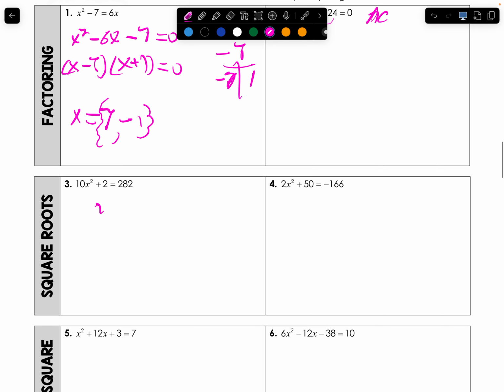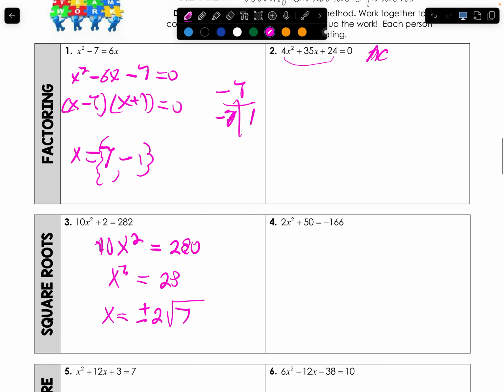Square roots method. 10x squared equals 282. Take away the 2 is 280. Divide by the 10. X squared equals 28. X equals, take the square root, plus or minus 2 square roots of 7, I think. Is that right? I think so. Okay. Negative 166, take away 50 more. So I'm at this one where I would have, am I using the quadratic formula? Oh, I'm using the square root method. Okay, my bad.